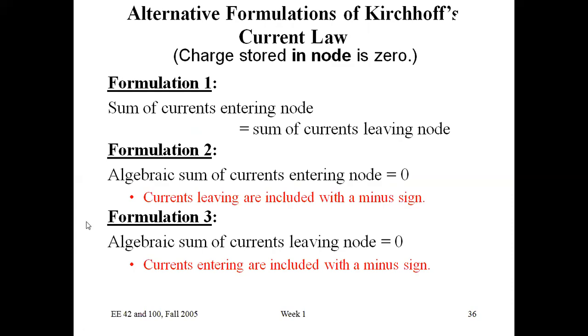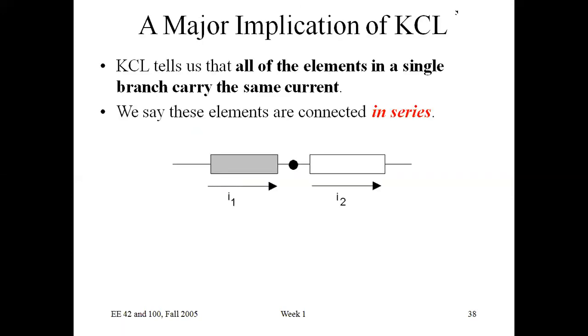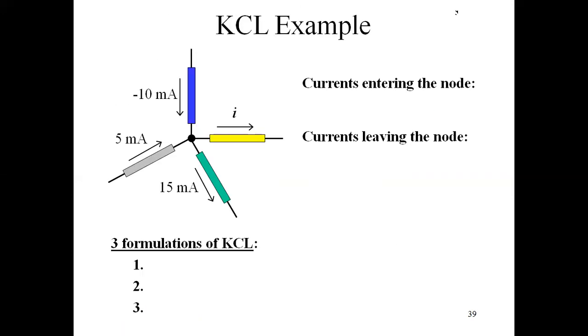So formulation 1 is: the sum of the currents entering the node is equal to the sum of the currents leaving the node. Here, the sum of the currents entering are minus 10 plus 5 milliamp. How much is it? It is 5 minus 10, so it is minus 5 milliamp, equal to the sum of the currents leaving. 15 milliamp is leaving and I is leaving. So 15 plus I is equal to 5 minus 10. That is 15 plus I equal to minus 5, and hence I will get the value of I also. I can calculate the unknown current also.